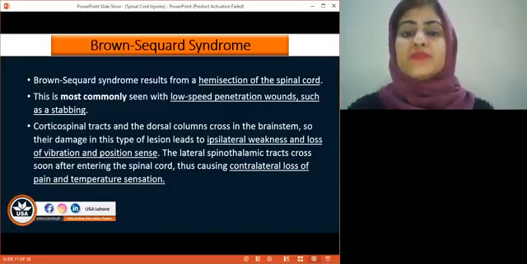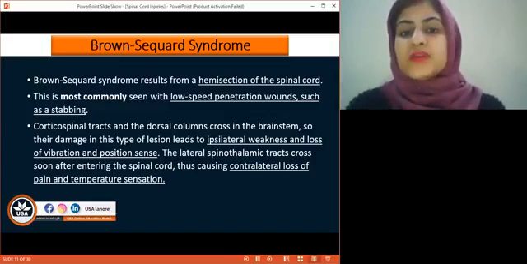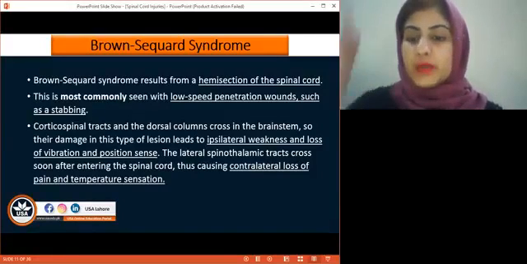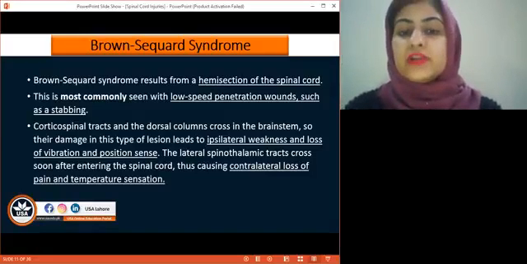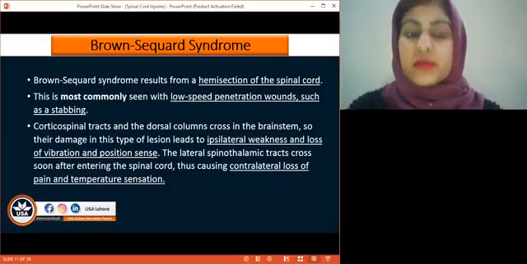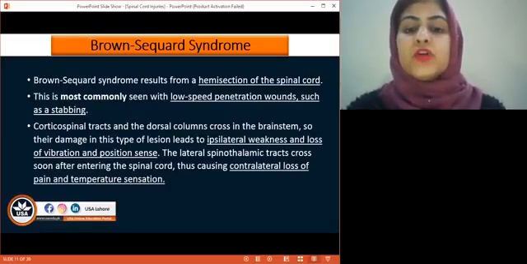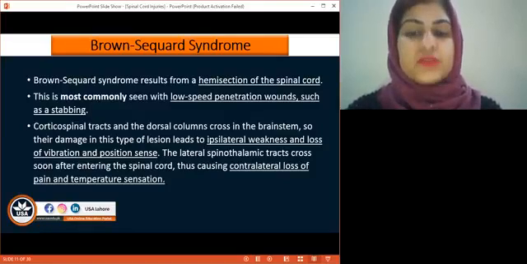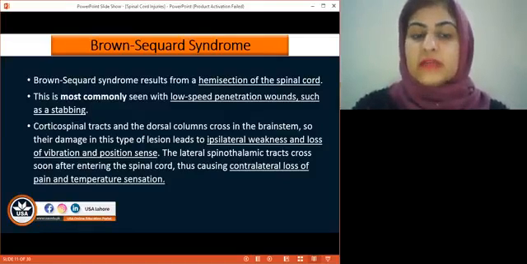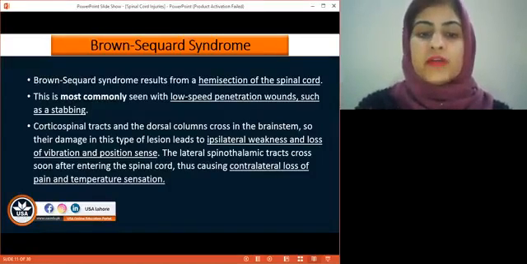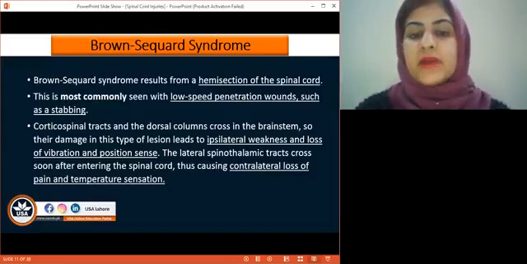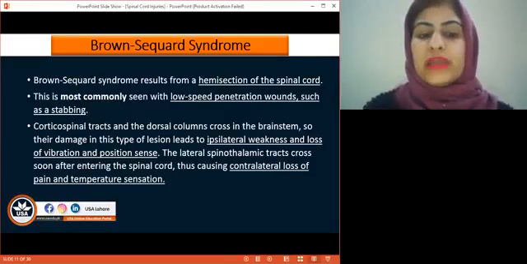The next one we have is Brown-Sequard syndrome. Brown-Sequard syndrome results when there is hemisection of the spinal cord, and it is most commonly seen with low-speed penetrating wounds such as stabbing. Corticospinal tracts and the dorsal column cross in the brain stem. So their damage in this type of lesion leads to ipsilateral weakness and loss of vibration and position sense. The lateral spinothalamic tracts cross soon after entering the spinal cord, thus causing contralateral loss of pain and temperature sensation.